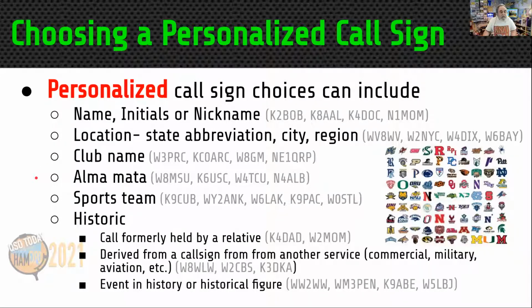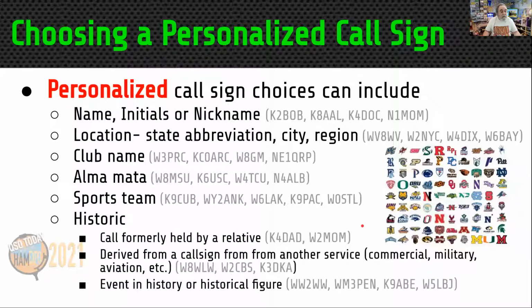Your alma mater, the university that you're from, might be the abbreviation you want to use. Sports team that's your favorite, such as K9 Cubs or WY2ANK for the Yankees, or if you're a Lakers fan, etc., etc. Historical call signs, calls that are formerly held by a relative, and these are a special category you can apply for if you have a relative who had a call sign in the past. I have just K4 dad and W2 mom here, but they would actually be the call signs of that relative. For details, you visit the FCC page on former relative call signs, and I'll give the link to that a little later in the presentation.